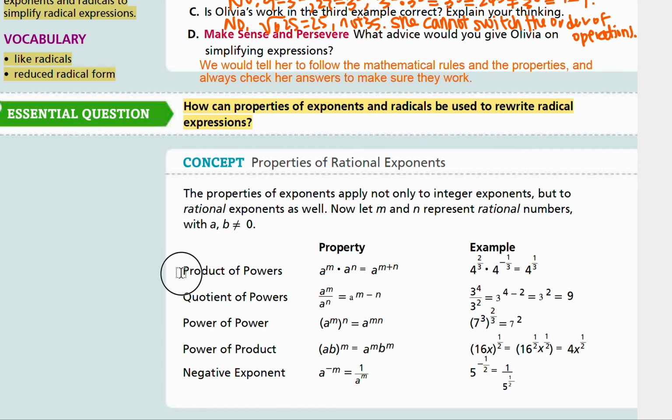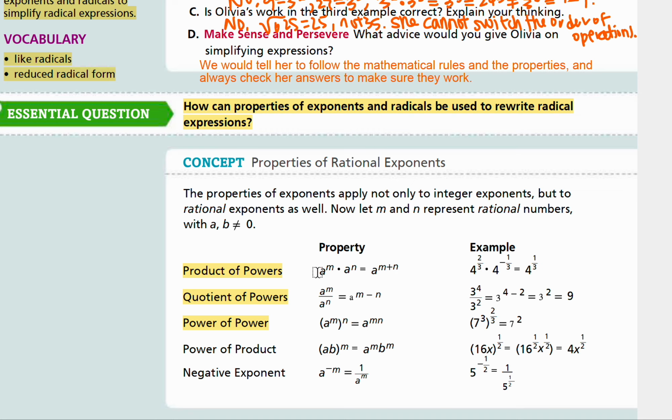We have product of powers, where you have the same base but different powers. You can add the powers and combine the bases together because they're the same anyway. Quotient of powers says that if you have the same base with different powers but as a quotient, then you can subtract the powers. So it works in a similar way to product of powers. It's the opposite operation. And then power of a power says if you have just one base, okay? If you have a base with a power of a power, then you can multiply the powers.